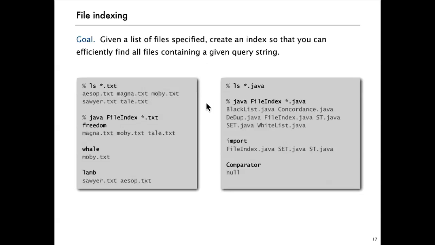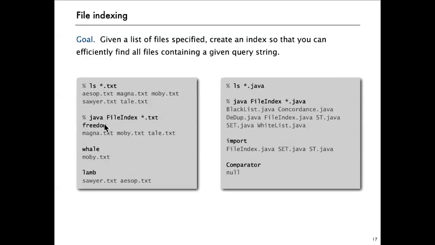So in this small example, our client is going to be called FileIndex. Say we're going to have 5 text files, and these are just pieces of literature. And what we want to do is build an index from that set of text files. And then given a string key, we want it to print out the files that might contain that key.